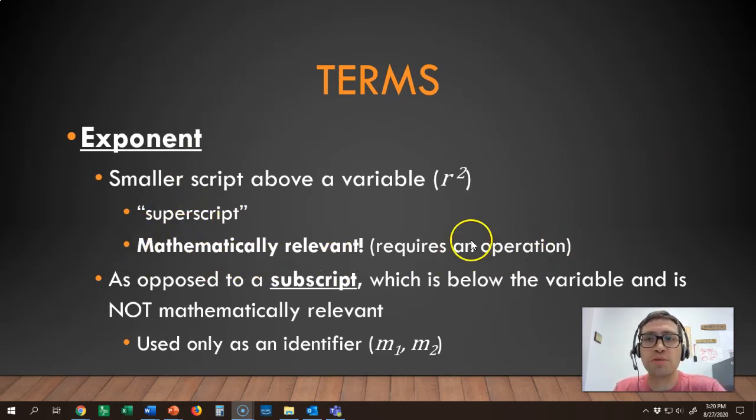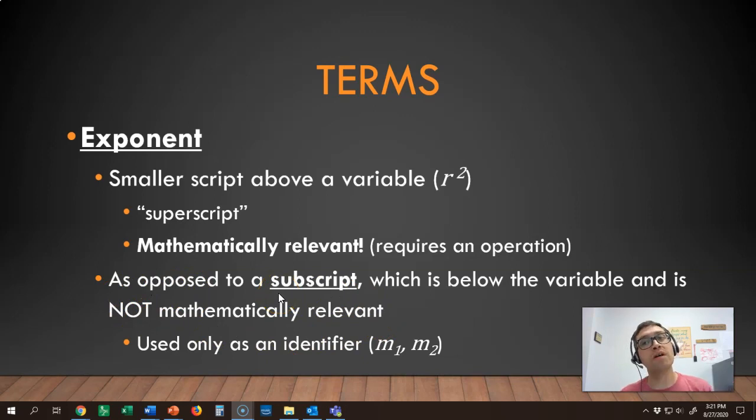Really important here, the superscript is mathematically relevant, which means it requires an operation. If there's a number that we substitute in here for this r, that number gets squared. That's what that number means. The r is squared in the equation, which means it's multiplied by itself. So the superscript, the exponent, is mathematically relevant, as opposed to the subscripts. And the subscripts, remember, in the gravitation equation, were m1 and m2. It's a subscript, so sub means below, super means above. Really important to know that, super above, sub below. It's below the variable, it's smaller, and it is not mathematically relevant.